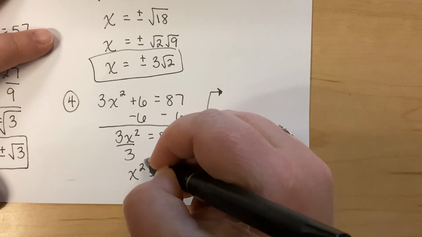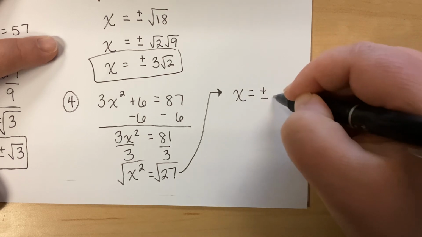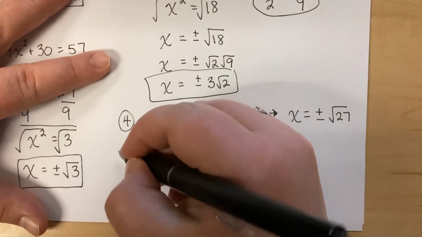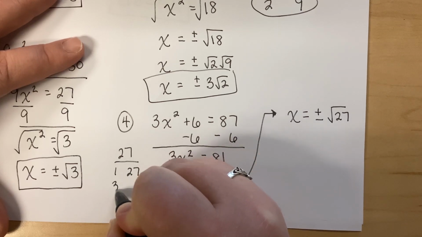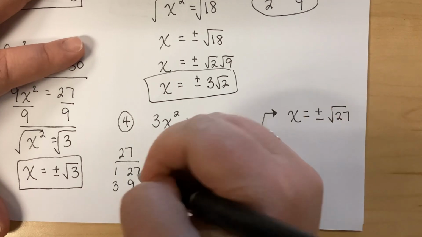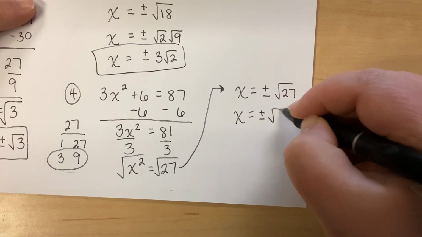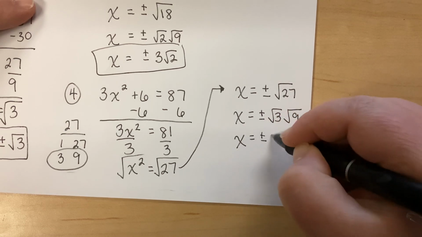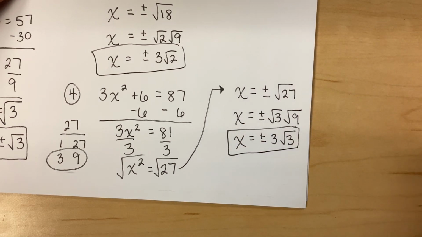I'm going to take the square root of both sides to get x equals plus or minus the square root of 27. 27 is not a perfect square, so we have to find its factors. I'm going to write that over here. So we have 1 and 27. It's not divisible by 2, but it is divisible by 3. It's 9 times 3, so that's the factor we're going to use. So now we have x equals plus or minus the square root of 3 times the square root of 9. The square root of 9 is 3, so we have plus or minus 3 root 3. And that's our answer. All right, let's take a look at how this works in the real world.